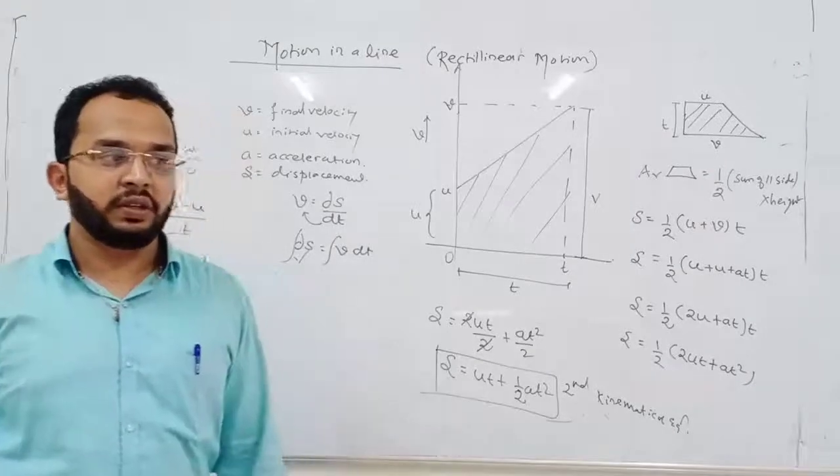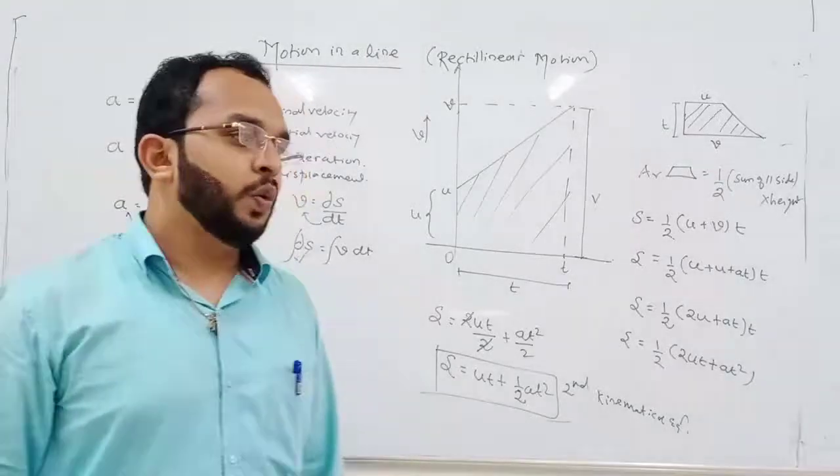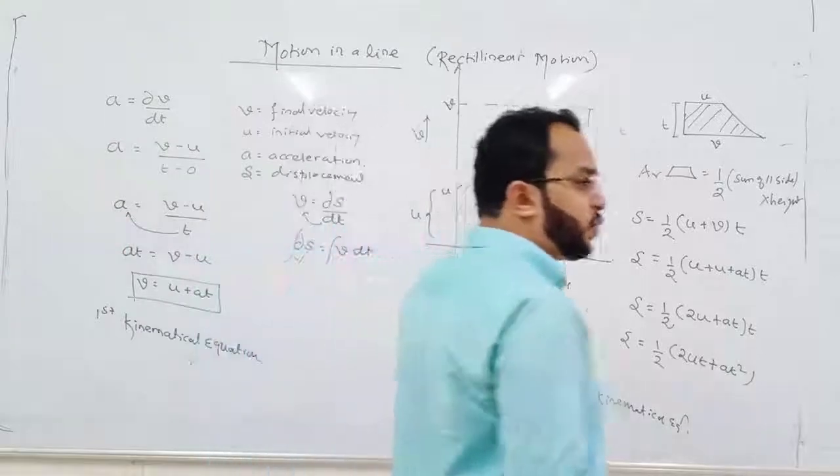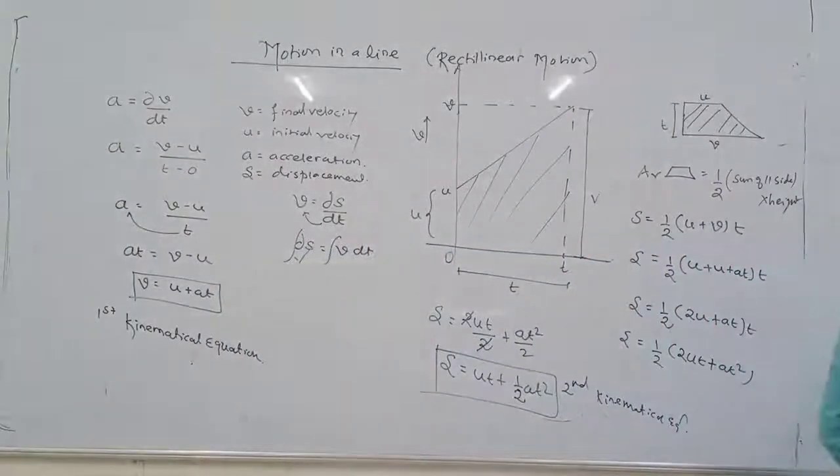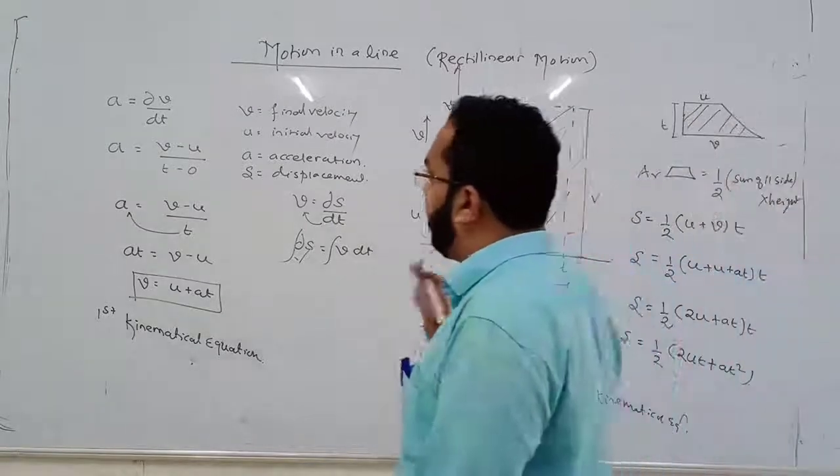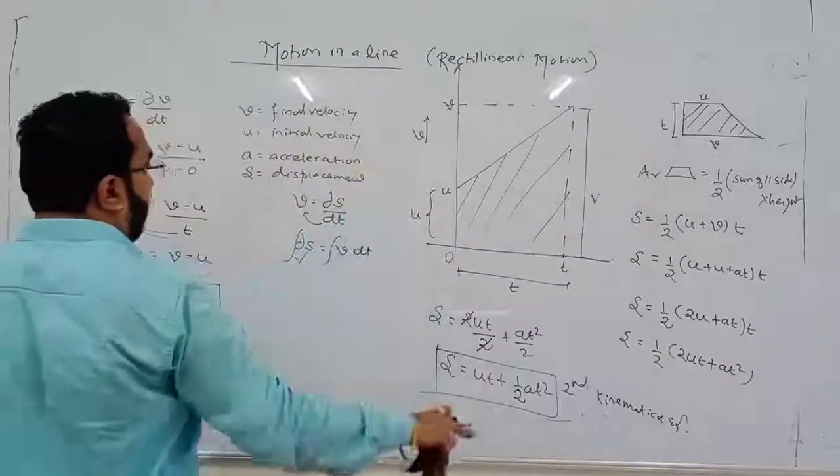What is the third equation? Third equation is v square is equal to u square plus 2as. आठवते का? कधी बघितली का इक्वेशन? हे सगळं सर्व लिहून घ्या.